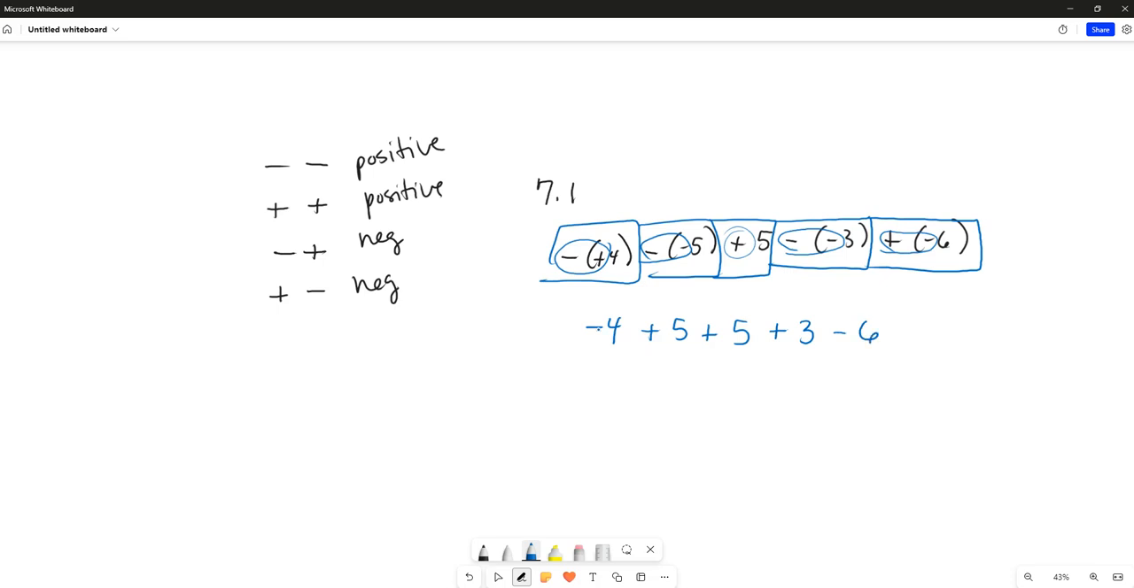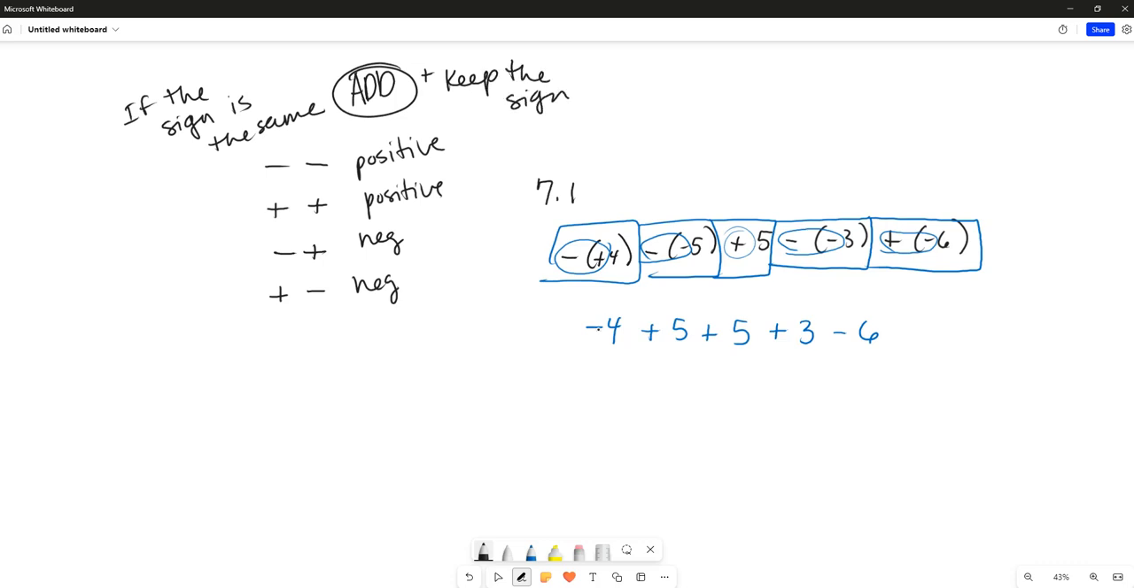Okay, now I'm going to find all of my numbers that have the like signs. Remember, if the sign is the same, we're going to add and keep the sign. It's our rule from the other day. So we've got a positive 5, a positive 5, a positive 3. So that's 13. And then we have a negative 4 and a negative 6. That's a negative 10.